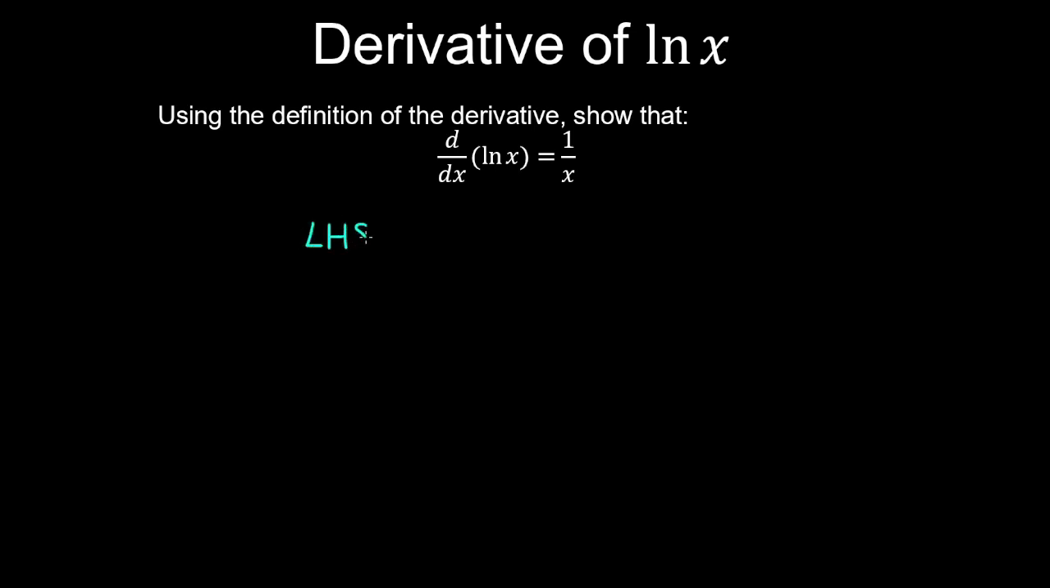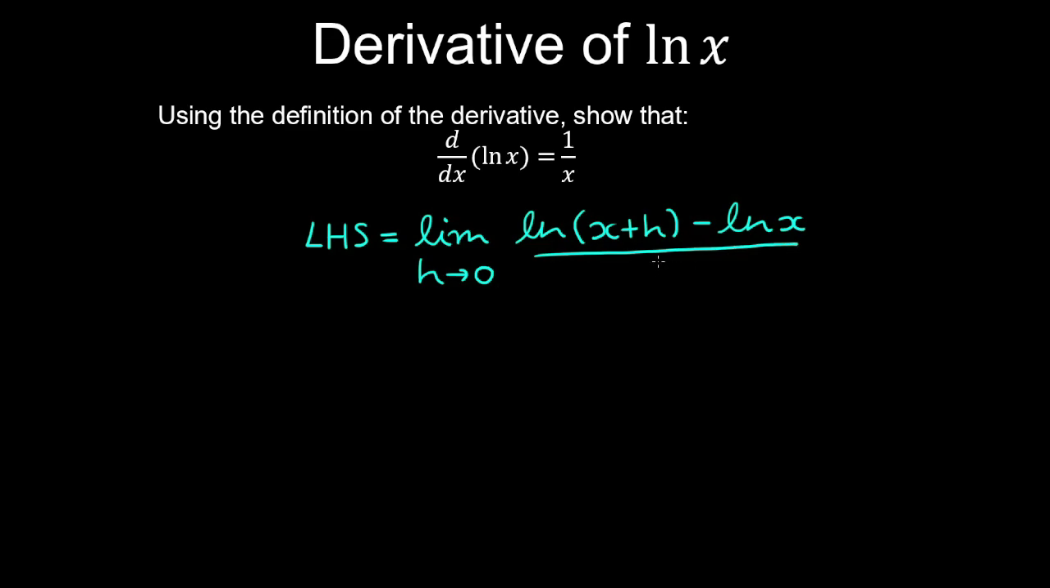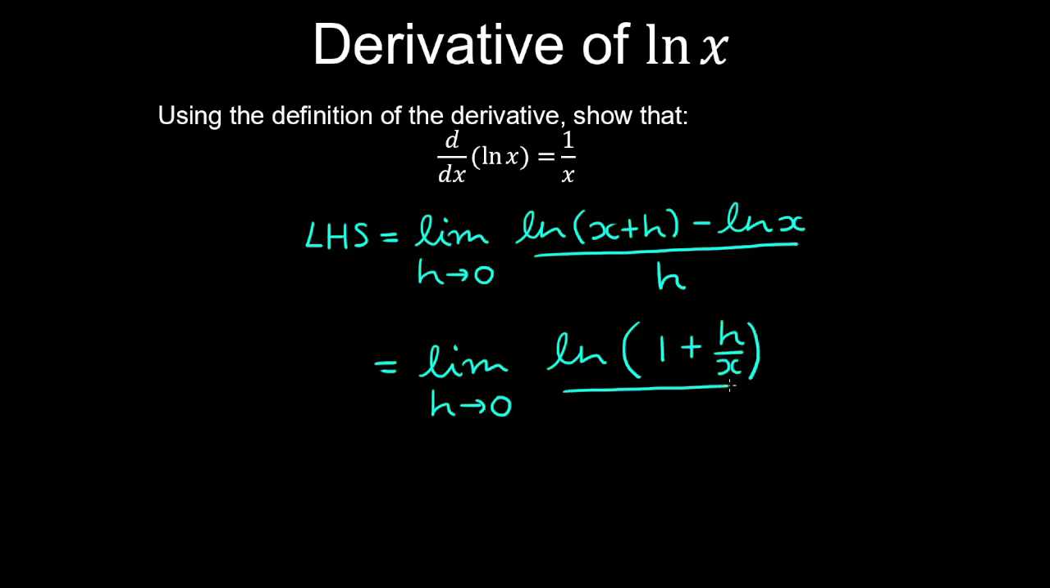So we take the limit as h goes to 0 of the natural log of x plus h minus the natural log of x over h. And using the rules for logarithms, we take the limit as h goes to 0 of the natural log of x plus h on x. So that would be 1 plus h on x on h. And now we can use a change of variables.